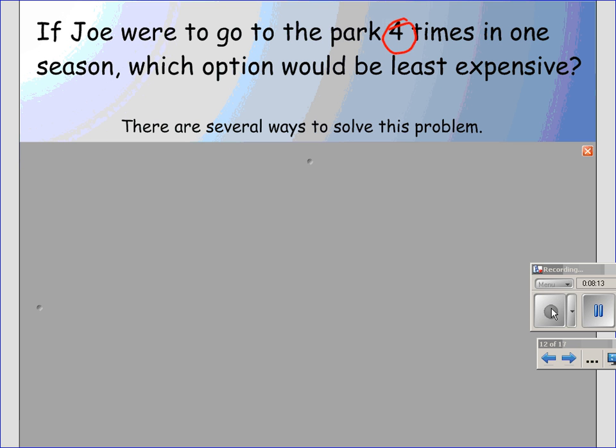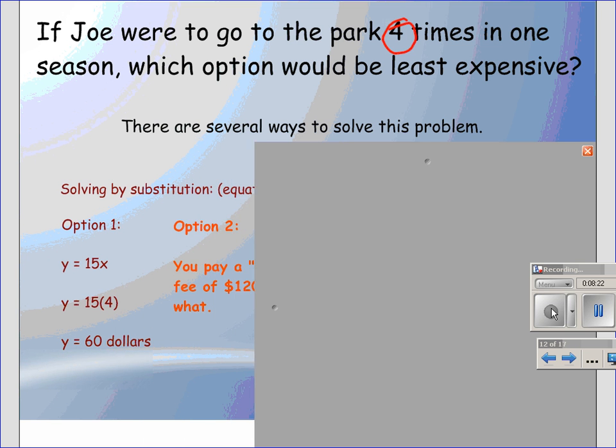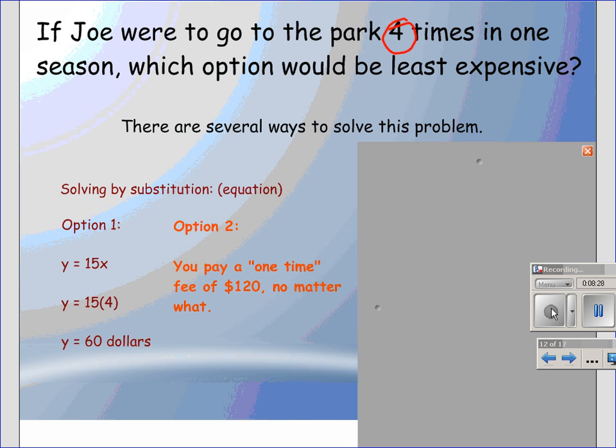Okay, there are several ways to solve this problem. The first way is solving by substitution using your equations. Option 1 was y equals 15x. So all we're going to do is substitute our 4 visits, and we know that it's $15 for each visit. So 15 times 4 gives us $60. And remember, option 2, we just had a one-time fee of $120, and we can go as many times as we want.